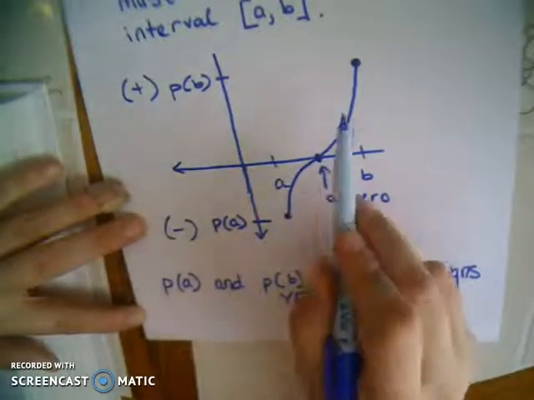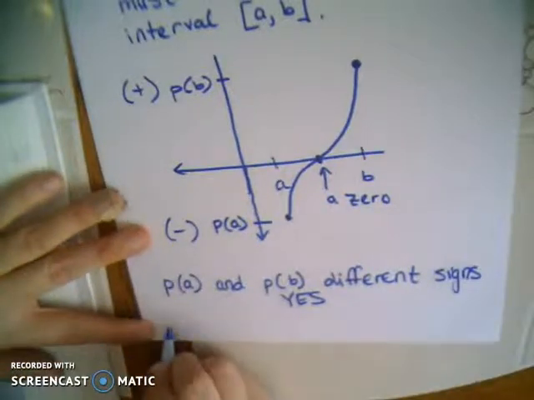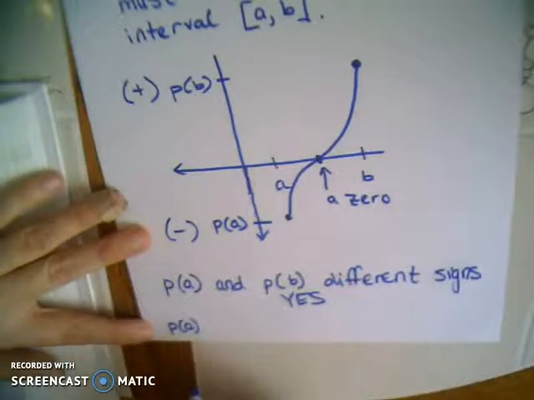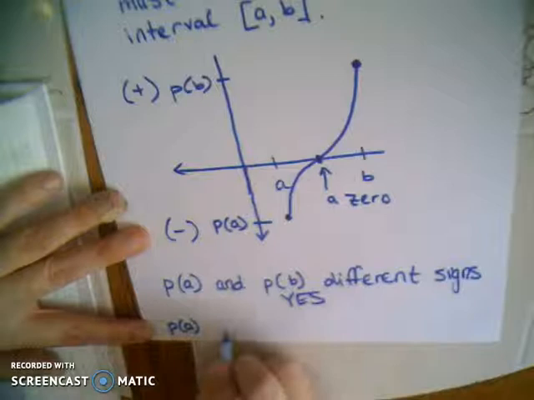If p of a and p of b have the same sign, whether they're both negative or both positive, then the answer is I don't know. And I'm going to show you a picture on my next sheet of why we don't know. The answer is not no. It's just I don't know.